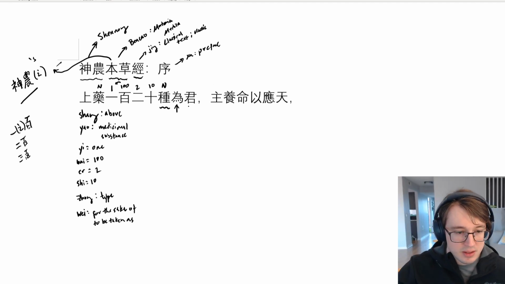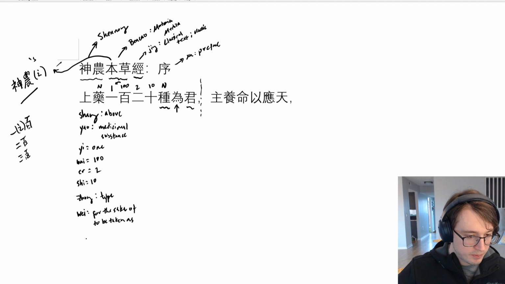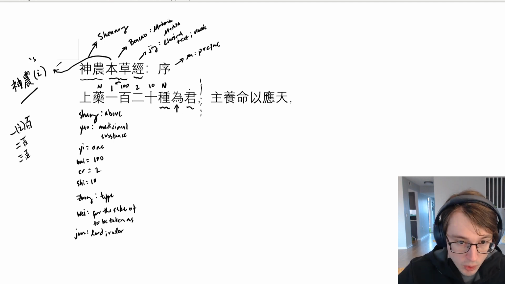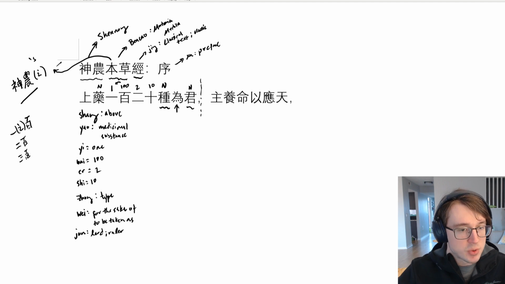Then after that, to finish off this first section before the comma, we have right here, Jun. So Jun is lord or ruler. Ruler. Okay, so that, a ruler, a lord, is a noun. Okay, so we have lots and lots of nouns.